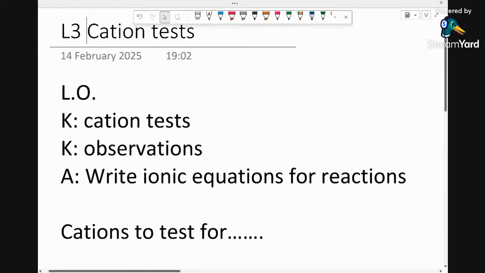So I need you to know the cations that we are testing for. Not so much the test, although there are different tests. I need you to know the observations, and I need you to be able to write ionic equations for each of the processes.